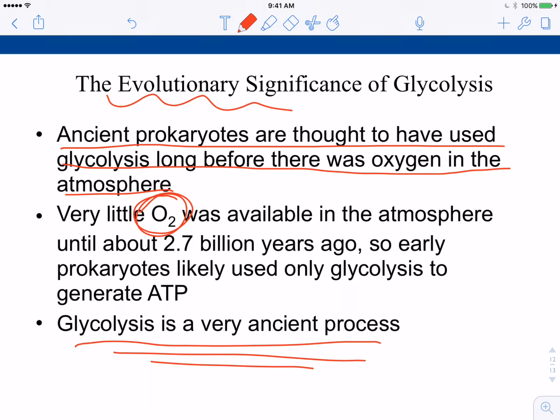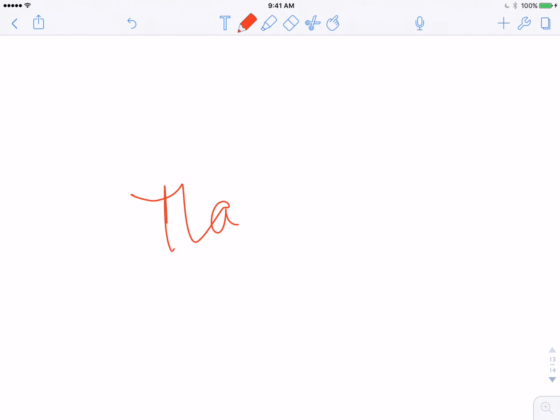Oxygen became available about 2.7 billion years ago. So early prokaryotes likely only used glycolysis to generate ATP. Okay, and that's it for glycolysis, for fermentation, for aerobic respiration, and for chapter 9.